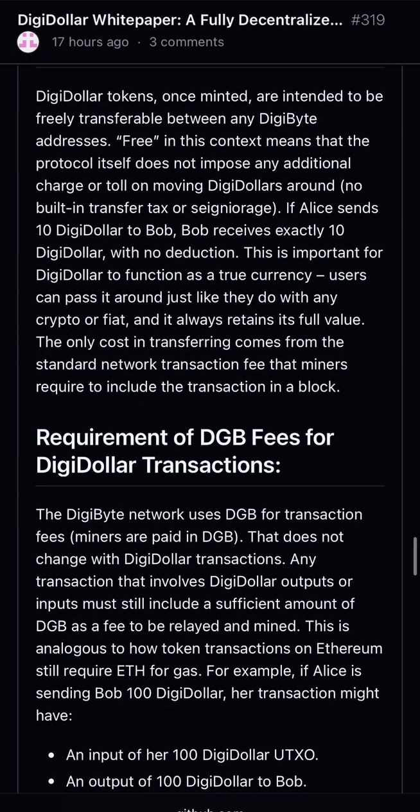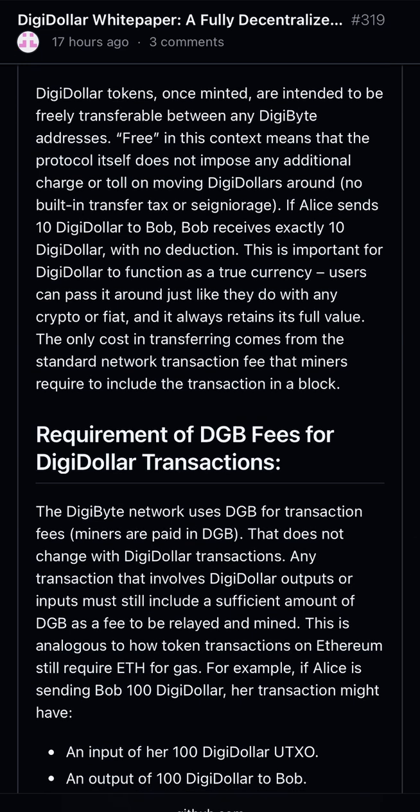DigiDollar tokens, once minted, are intended to be freely transferable between any DigiByte addresses. Free in this context means that the protocol itself does not impose any additional charge or toll on moving DigiDollars around, no built-in transfer tax or seigniorage. If Alice sends 10 DigiDollar to Bob, Bob receives exactly 10 DigiDollar, with no deduction. This is important for DigiDollar to function as a true currency. Users can pass it around just like they do with any crypto or fiat, and it always retains its full value. The only cost in transferring comes from the standard network transaction fee that miners require to include the transaction in a block.